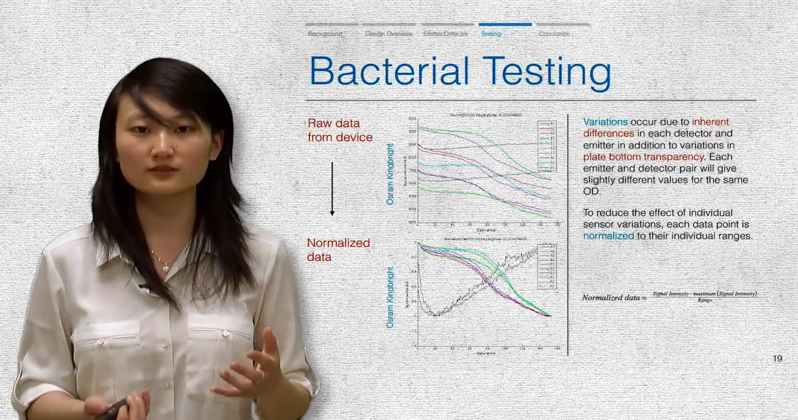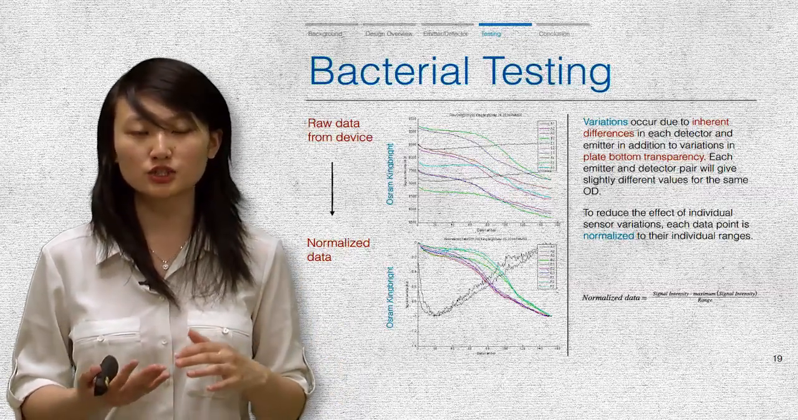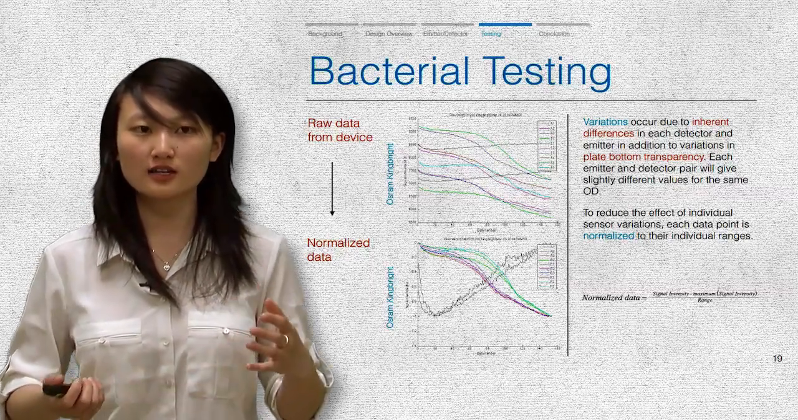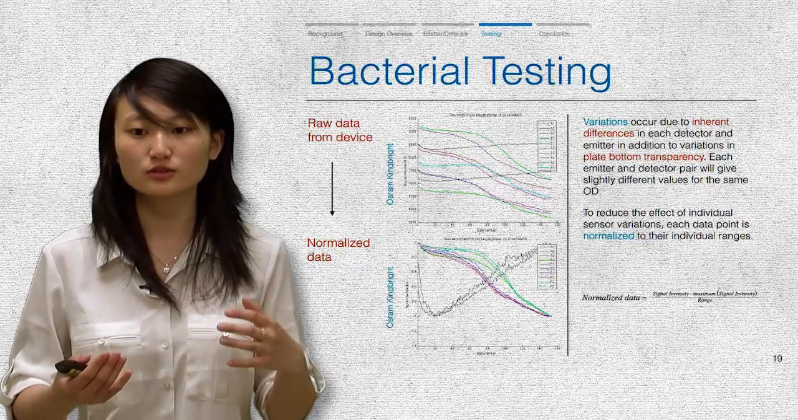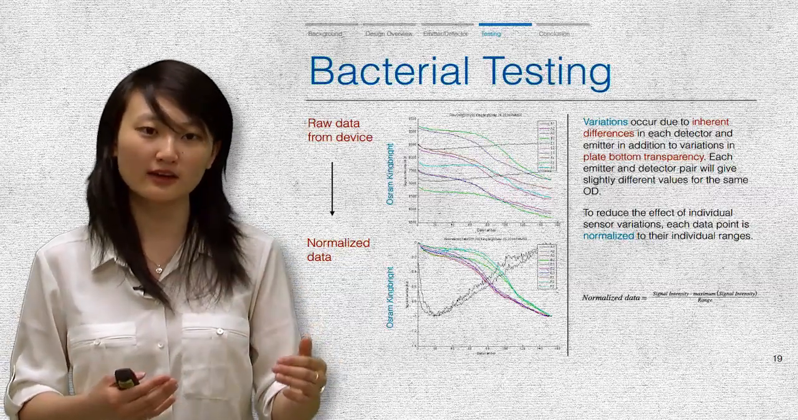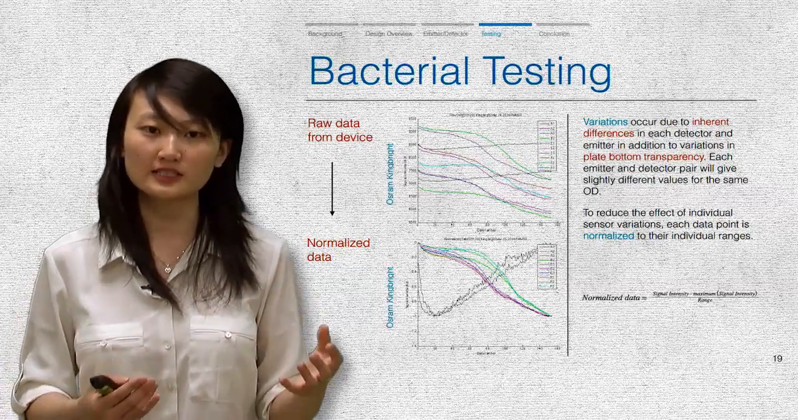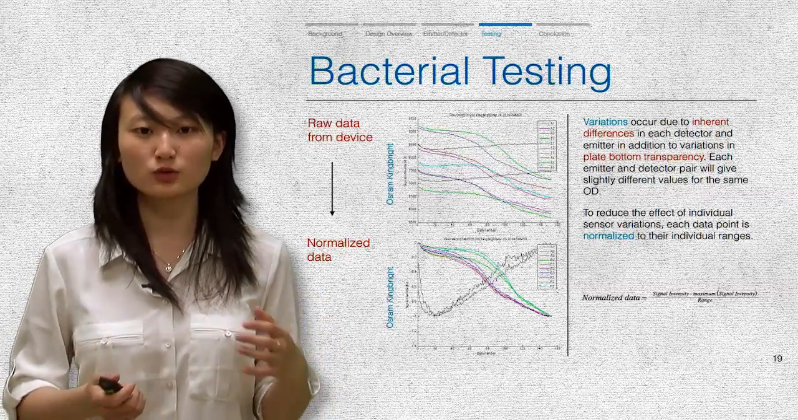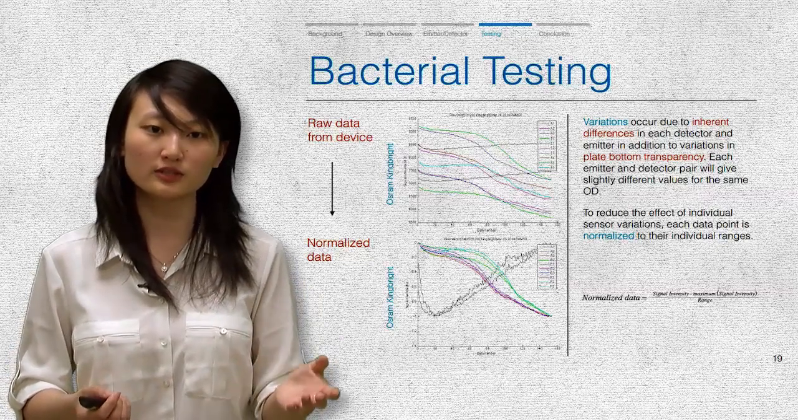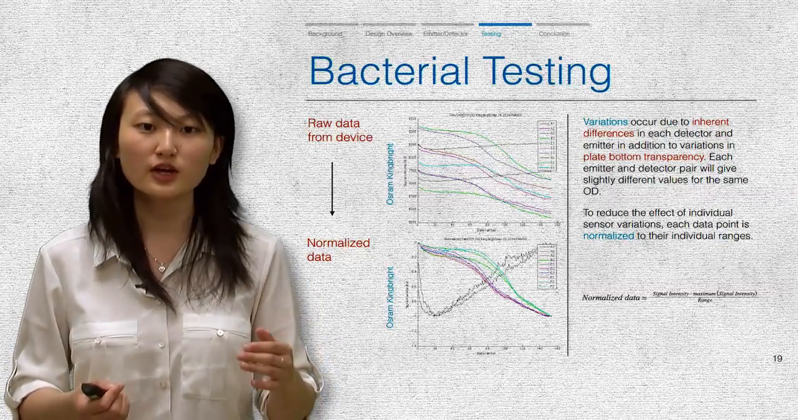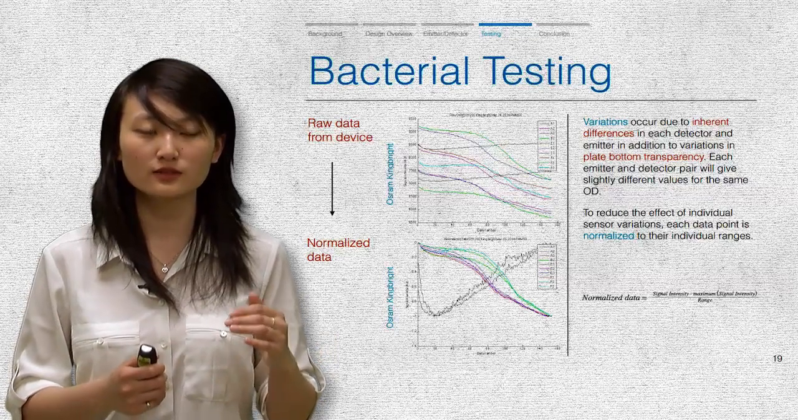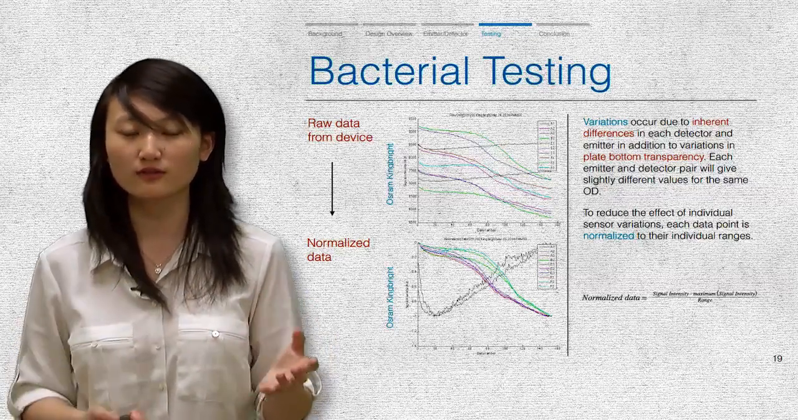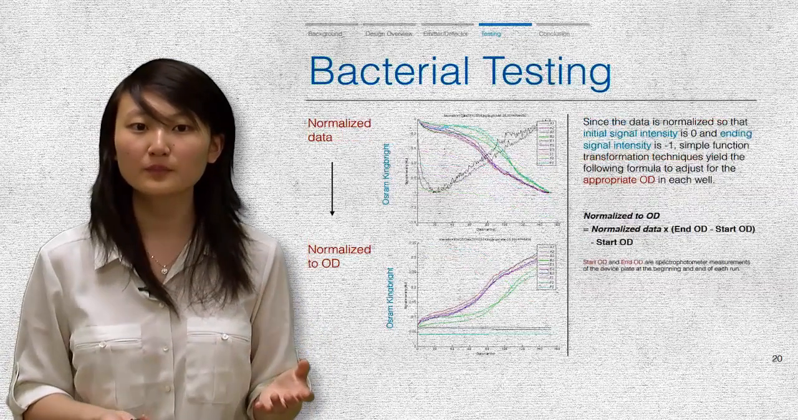And there are inherent differences in each of them, in addition to plate bottom transparency variances. And so this will cause the device to measure a different value for each of the optical densities that you expect it to. And so in order to get rid of this variance, we normalized each of the data points that we've gathered to the range of the individual sample that it has been looking at over the range of time.